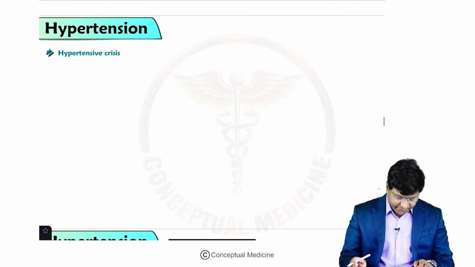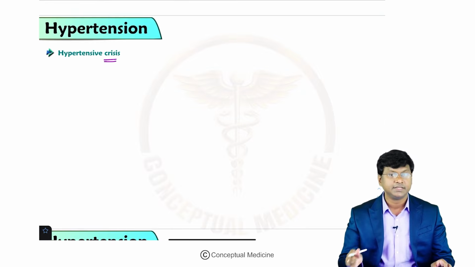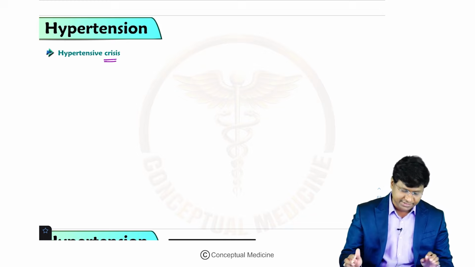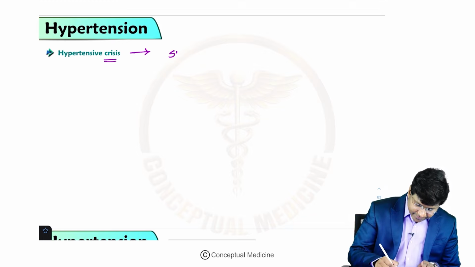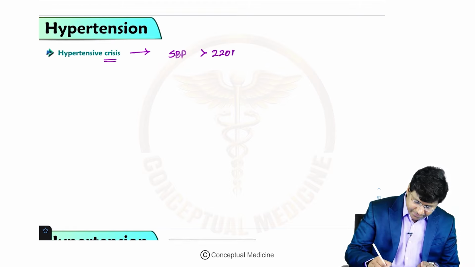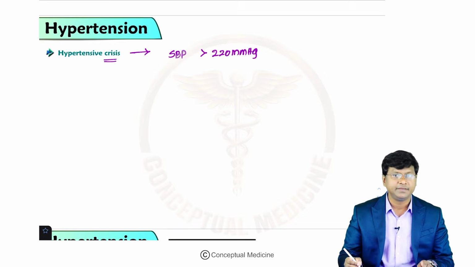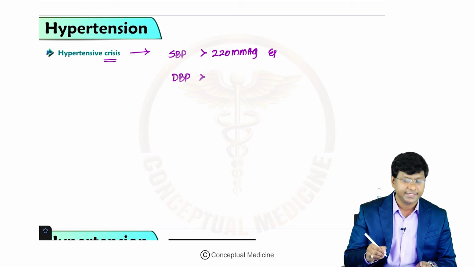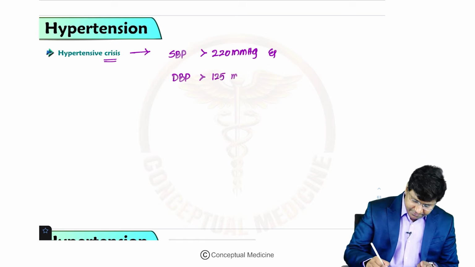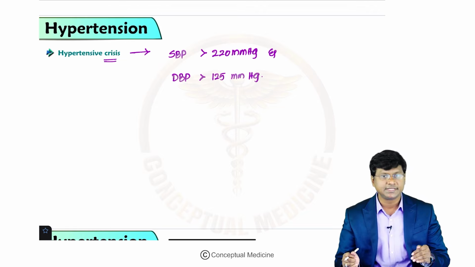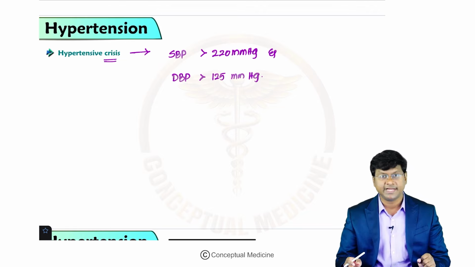Next, followed by that we have a clinical entity called the hypertensive crisis. Now, what is this hypertensive crisis and what are its forms? Hypertensive crisis is where the systolic blood pressure is greater than 220 millimeters of mercury and the diastolic blood pressure is greater than 125 millimeters of mercury. That is what is called hypertensive crisis.